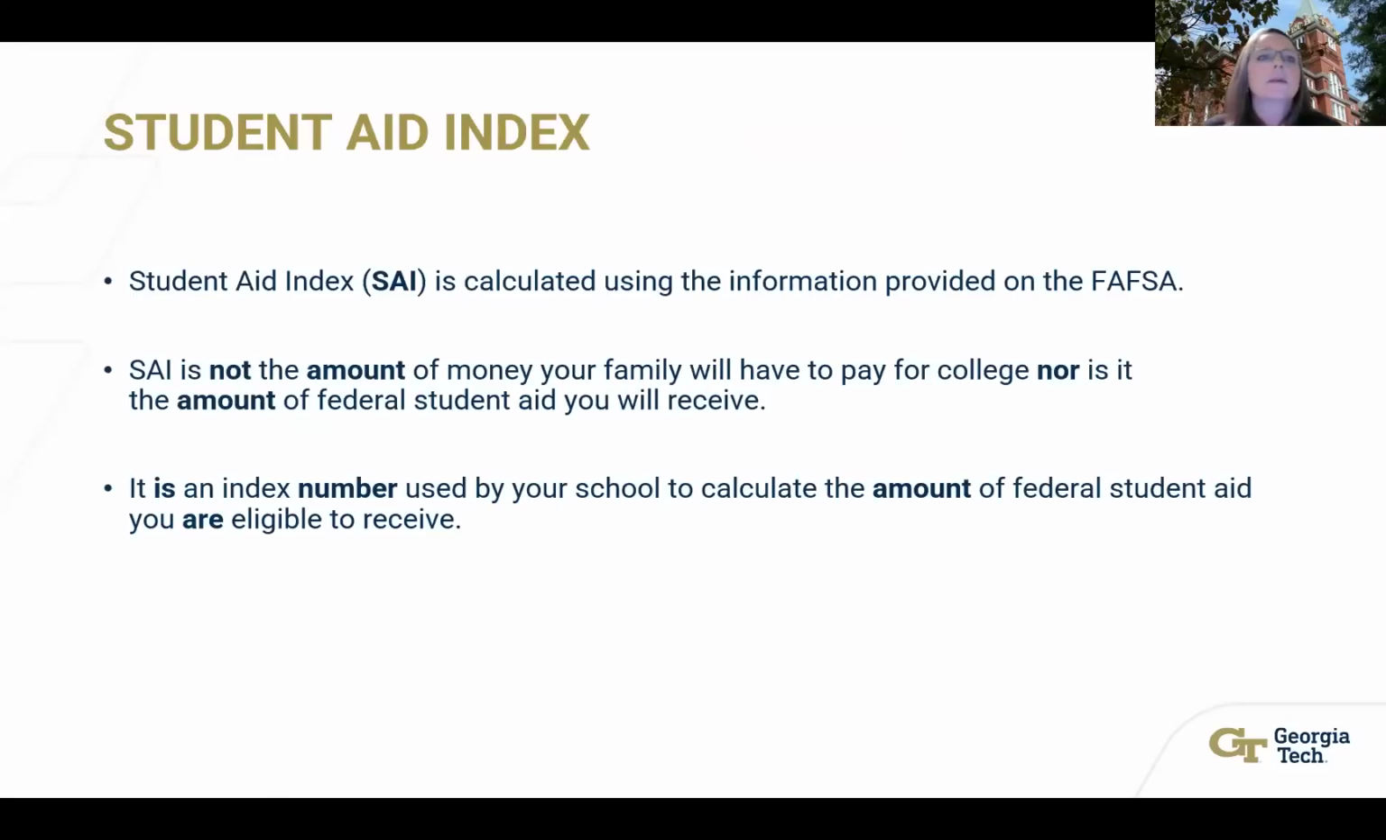The next key term I want to talk about is the Student Aid Index, or SAI. This is the index, the number that is calculated based on the information that you provide on the FAFSA. It is not the amount of money that you have to pay to go to college, and it's also not the amount of money that you will receive in federal student aid. It truly is just an index that the school uses to calculate the amount of federal student aid that you're eligible to receive.